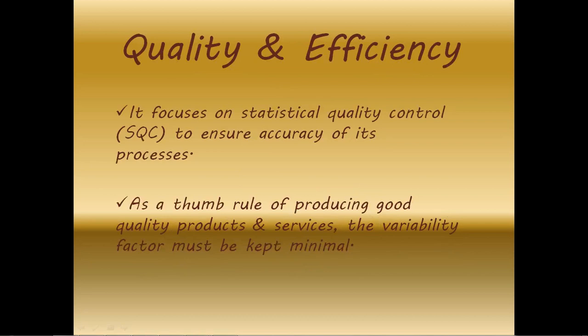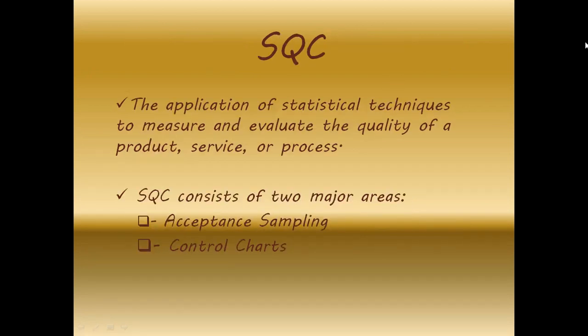The quality and efficiency aspect of WorkFusion focuses on statistical quality control, that is SQC, which will ensure accuracy of its processes. Now, as a thumb rule of producing good quality products and services, the focus is that the variability factor should be kept at its minimal. In this slide, you will see how SQC ensures this. As you can see in the slide, there are two major areas it focuses on: acceptance sampling and control charts.